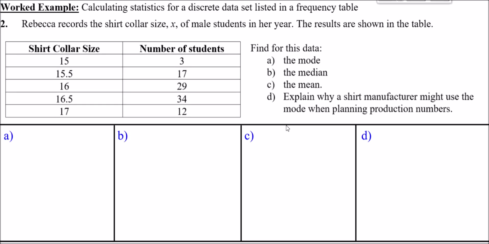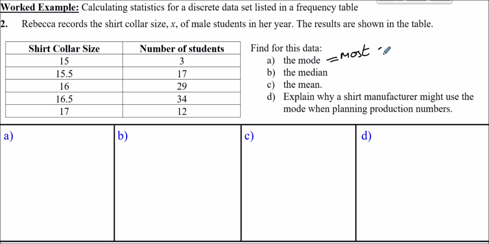So here's a worked example now, based on what I've just mentioned. We've got Rebecca here recording the collar sizes of the shirts of male students in her year. The results are shown in this table here. We've got 4 things to work out based on this data, and the first thing we need to calculate is the mode. Mode just means most common value.